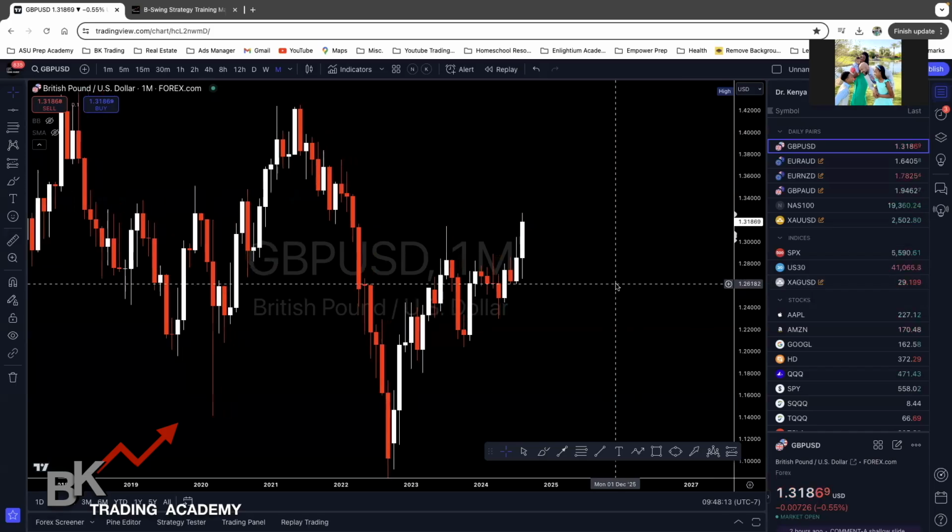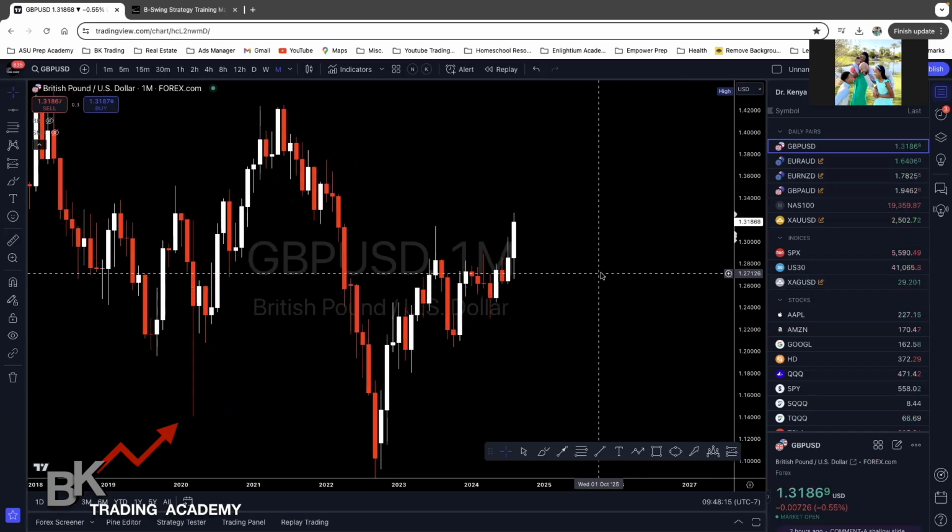So let's go ahead and hop into our chart. I'm going to show you step by step how to trade this strategy, what to look for, and the rules that you need to follow in order to find a high probability setup. All right, so we're going to start on a chart of GBP USD. I'm currently on the monthly time frame.